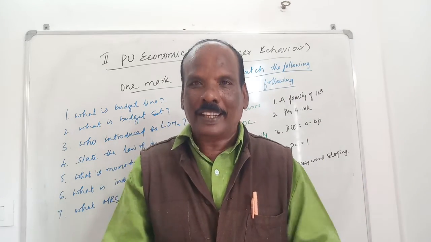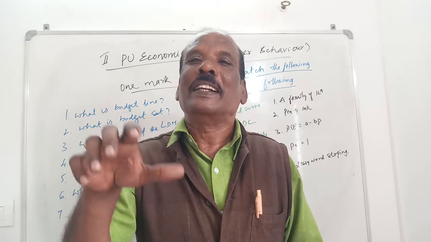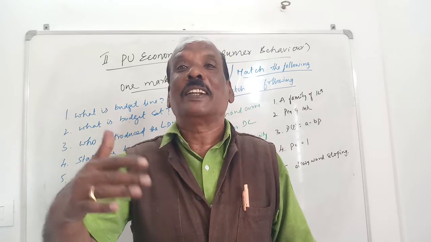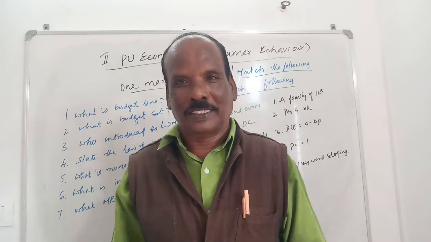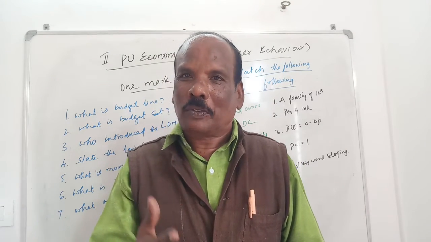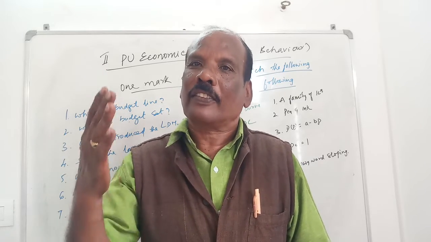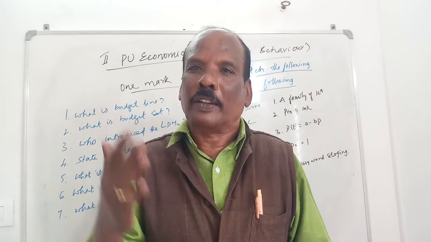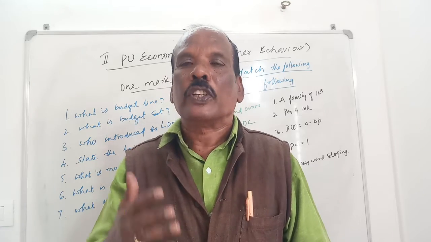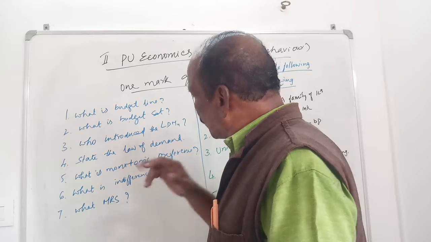What is indifference map? It is a family, a set, a group of different indifference curves which yield different levels of satisfaction. That we have explained, right? Okay, again I repeat it. Indifference map is a family or a set or a group of different indifference curves which yield different levels of satisfaction.